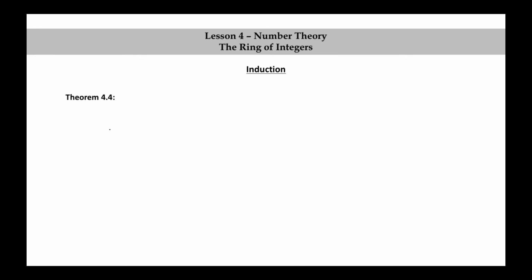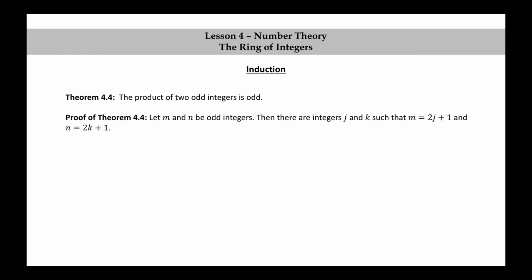I want to finish up with one more theorem. The product of two odd integers is odd. Again, this doesn't use induction, but it's a nice way to finish this section because we're going to need this result for the next lesson. Let's write out the proof. Let m and n be odd integers. Then there are integers j and k such that m is 2j plus 1 and n is 2k plus 1.